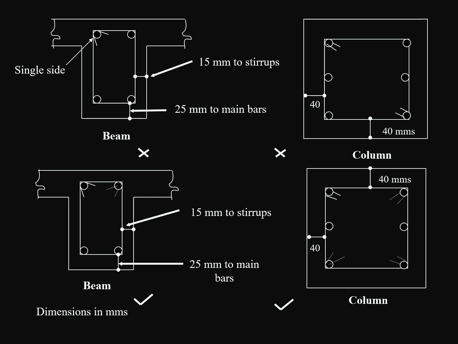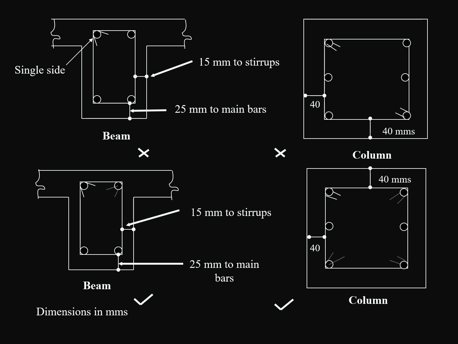You can see here I have shown columns and beams sections. Let us take the beam section shown on the upper side. What is the mistake in that? The hooks are left only on a single side. That should not be done. They must be alternately provided on both the sides, which is shown in the section shown below.